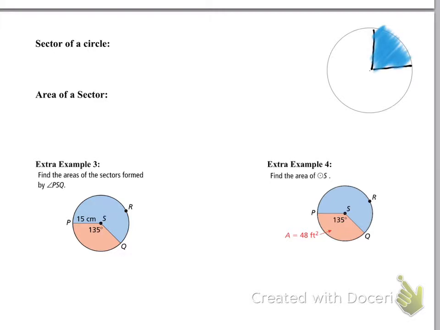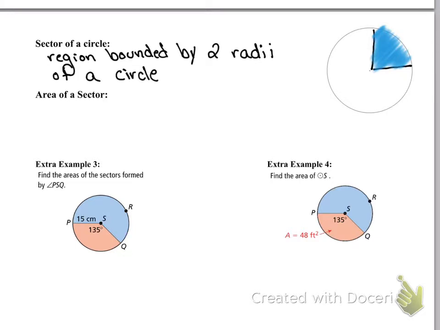So the sector of a circle, the formal definition, is a region bounded by 2 radii of a circle. So it's just this area bounded right in here. Right in there is my sector. The area of a sector, again, is the number of square units it would take to fill inside of there.